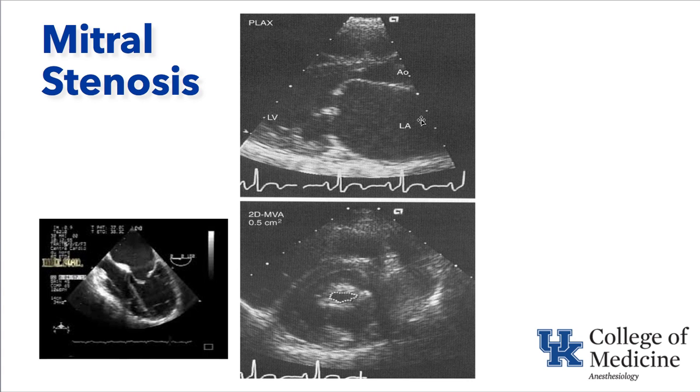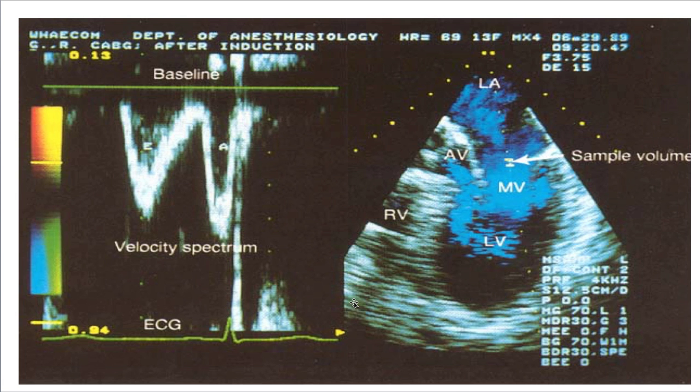Here's a transthoracic echo picture on the top showing again dilated left atrium, hockey stick appearance of the leaflets of the mitral valve, and reduced orifice opening. And if you looked at it in short axis, you can see that the little fish mouth is small, indicating that the orifice size is small.